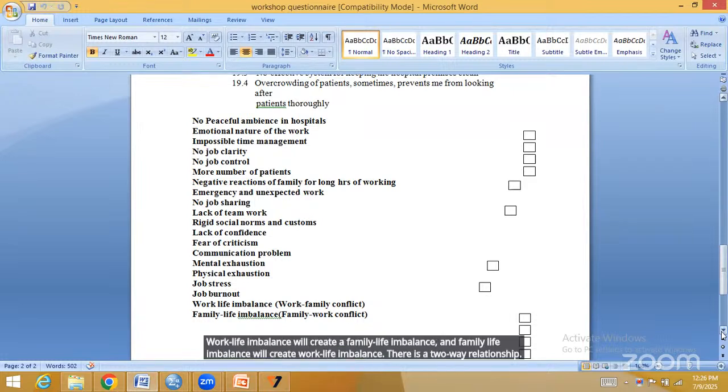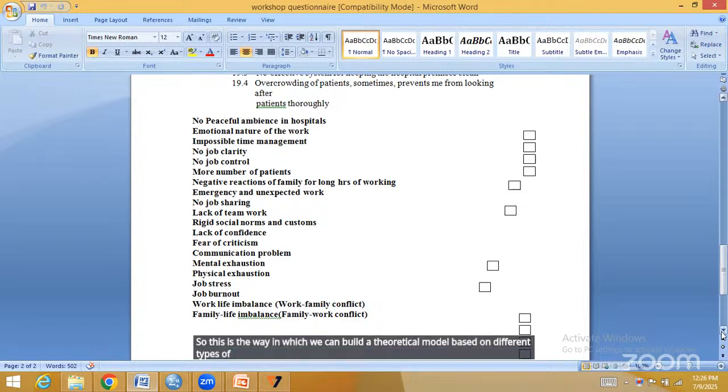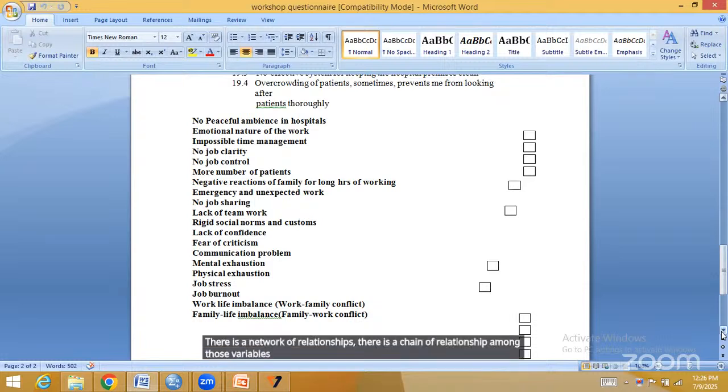So this is the way in which we can build a theoretical model based on different types of variables identified through literature review and classified them into dependent and independent. There is a network of relationship, a chain of relationship among those variables we identified through literature review. So that is why the entire model is validated by using structural equation modeling, or SEM.